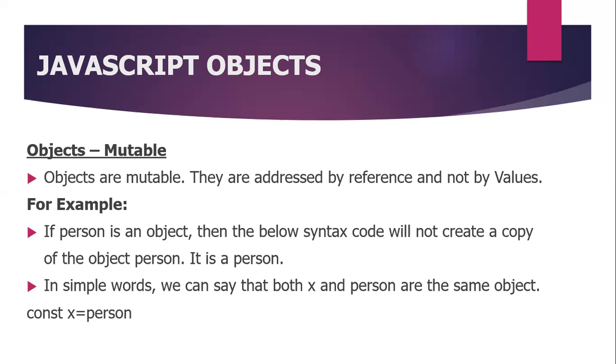Here, in an example, we can say that both X and person are the same object. Here I'm creating an object const X and I'm referencing person, which is an already created object. So both X and person will be pointing to the same reference.